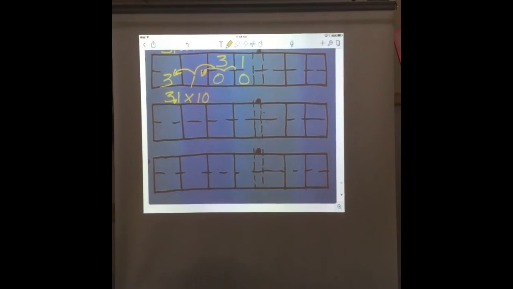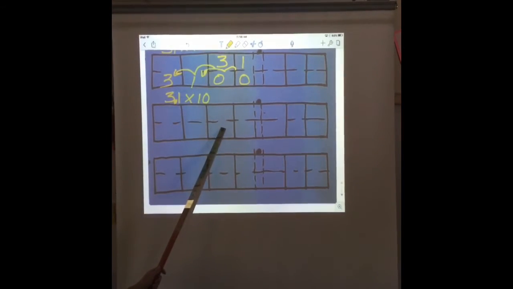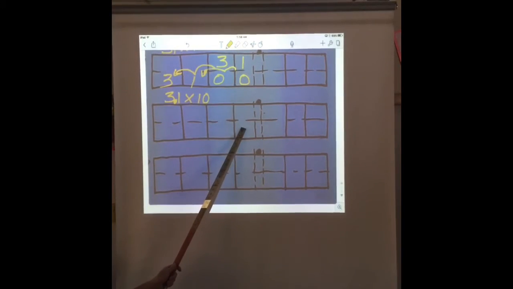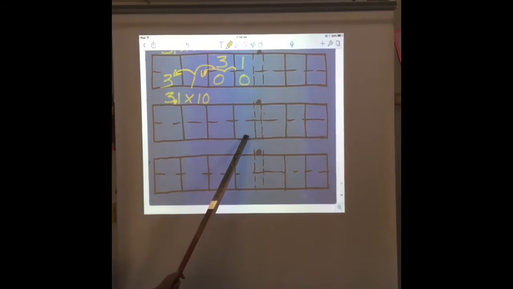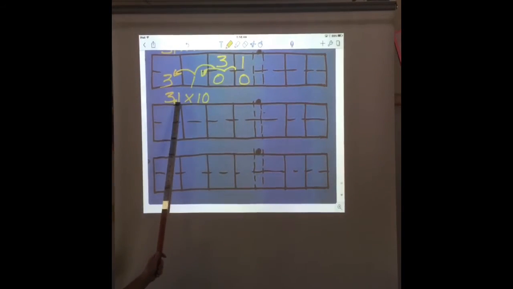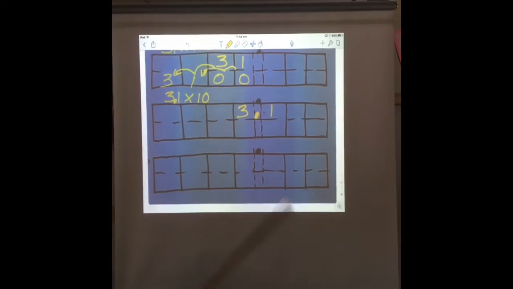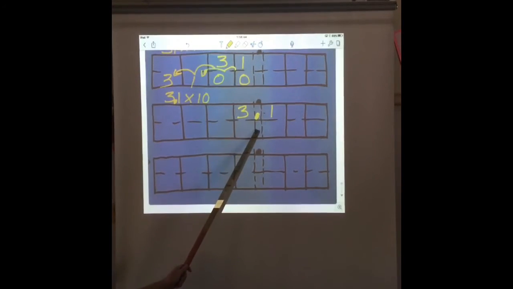Where do I put the 3? Where do I put the 1? Do I put the 3 here? No. Here? No. Here? No. Here? Yes. Why here? Because the 3 is a 1. Yeah. And the 1 is actually a tenth, isn't it? So we'll put our 3 here, we'll put our decimal point, and then we'll put our 1. That's why it has a little spot there to put your decimal point in.